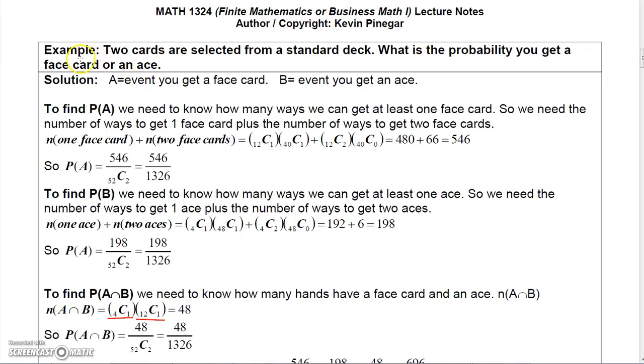Okay, this problem's a little bit trickier, and it's because we're selecting 2 cards from a deck, and we want to know the probability that we get a face card or an ace.